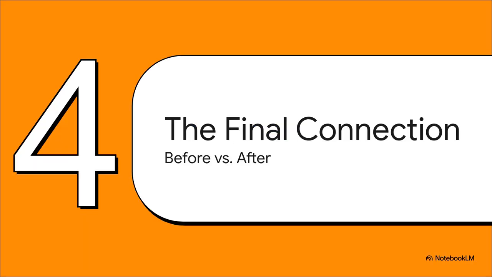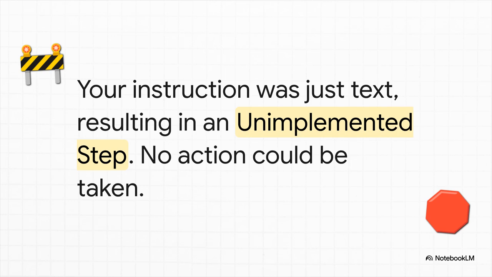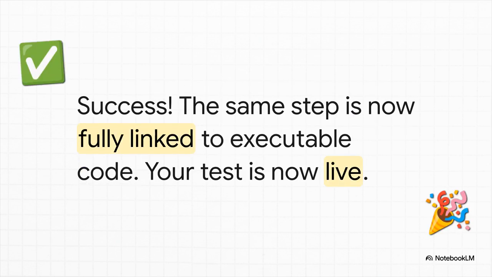So now that we've built our bridge using a step definition and an expression, let's see the result. This is the payoff. Remember this? This is where we started. A plain English sentence that our automation just couldn't understand. A total dead end. And this is where we are now. That exact same sentence is a live wire, fully connected to a block of code that can run. The gap is bridged. Our test is no longer just a document, it's a real piece of automation.